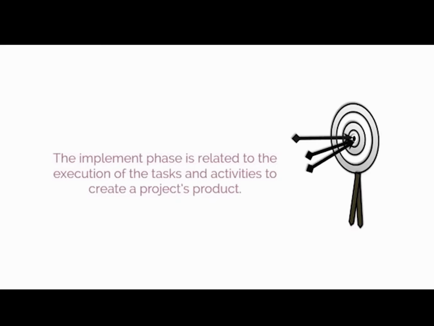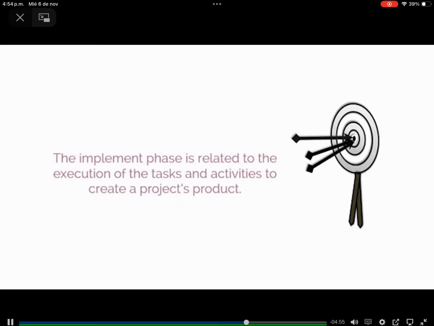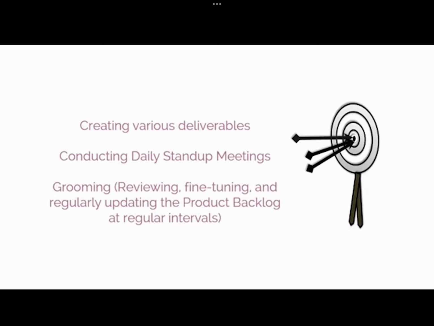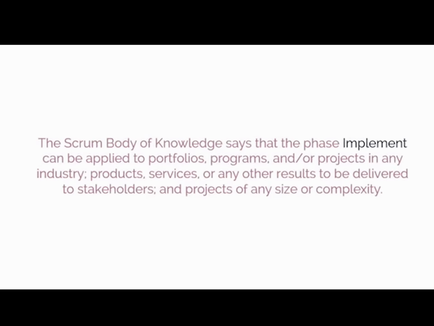The implement phase is related to the execution of the tasks and activities to create a project's product. These activities include creating various deliverables, conducting daily stand-up meetings, and grooming, which in turn includes reviewing, fine-tuning, and regularly updating the product backlog at regular intervals. The Scrum body of knowledge says that the implement phase can be applied to portfolios, programs, and/or projects in any industry, products, services, or any other results to be delivered to stakeholders, and projects of any size or complexity.